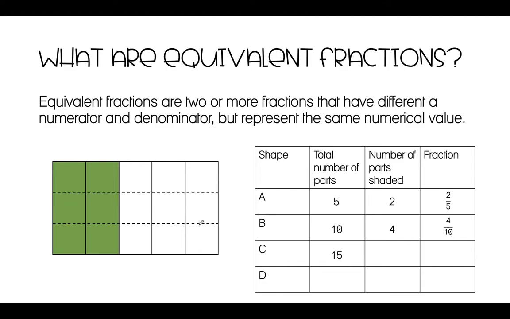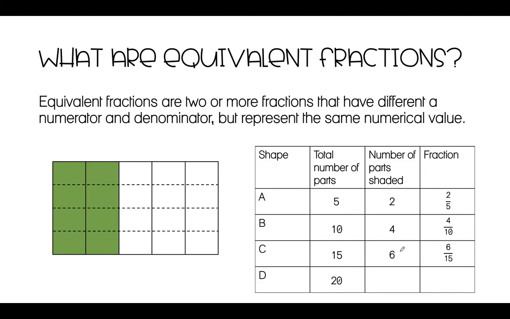Let's do another one. Let's look at C. So this is shape number C. How many parts do we now have in total? We have 15. And that means that the number of parts shaded, well, we had to multiply 5 by 3 to give us 15. So we're going to multiply 2 by 3 to give us 6. So in total, we have 6 out of 15 parts shaded.